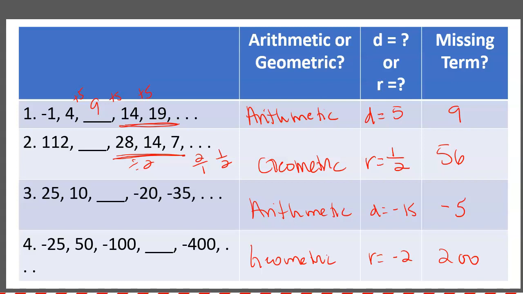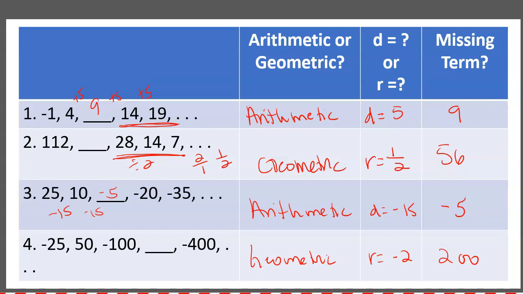Number 3, to get from 25 to 10, I would subtract 15, which makes this arithmetic, and my common difference is negative 15. 10 minus 15 gets me to negative 5.